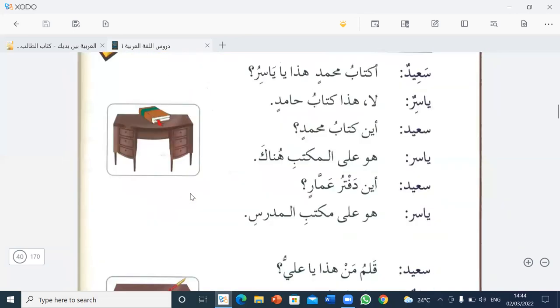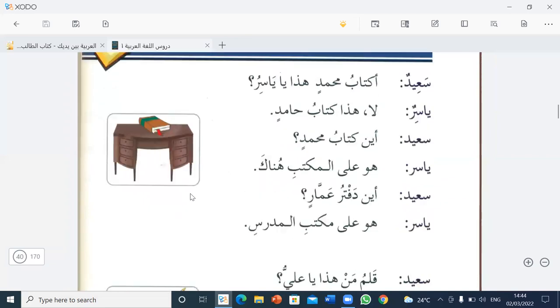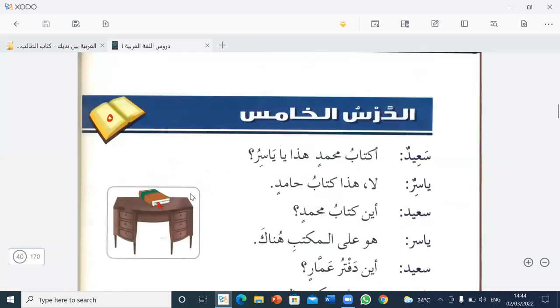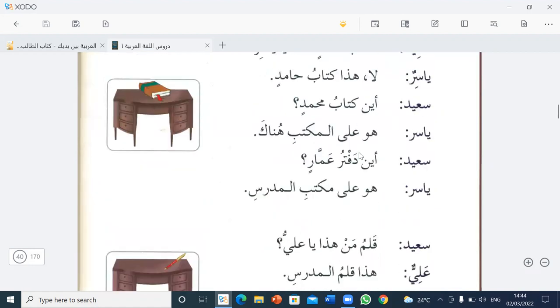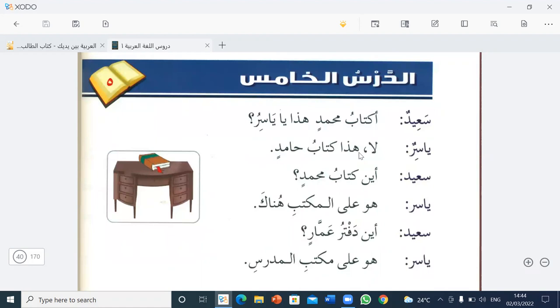Inshallah, next time we start from this dialogue, Darsul Khamis, the fifth lesson. Inshallah, now I have to stop here because the baby is not letting us continue. Inshallah, see you tomorrow.